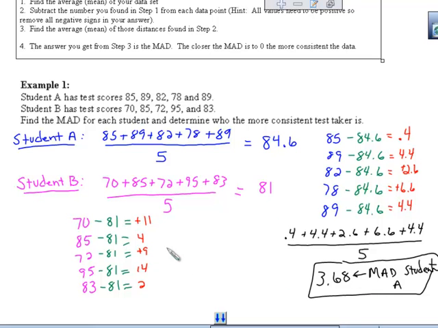Now we're going to compare that to student B. So for student B, I do 11 plus 4 plus 9 plus 14 plus 2, all divided by 1, 2, 3, 4, 5. When I add all those up, then divide by 5, I get an answer of 8. And this is the MAD for student B.